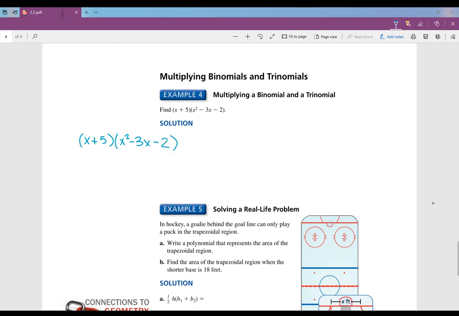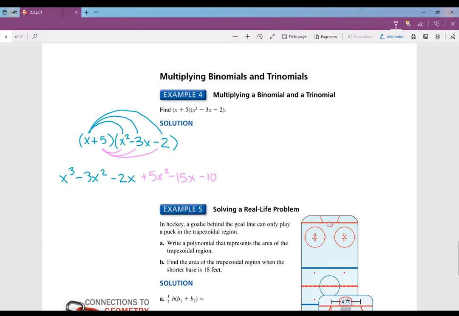If we're going to distribute, we're going to take our x and it's going to go to the x squared, to the 3x, and the negative 2. So we're going to get x cubed minus 3x squared minus 2x. Now we're going to take our 5 and multiply it to everything. So 5 times x squared, 5 times negative 3x, and 5 times negative 2. When we do that, we're going to get plus 5x squared minus 15x minus 10.